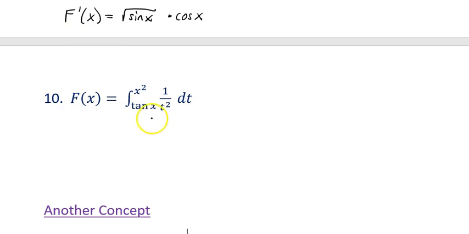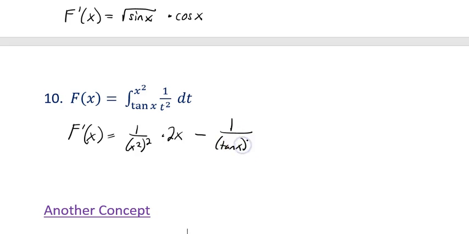Okay, I want to do one last example of this, and now I don't have a plain x as either one of my limits, so I'll have to chain rule both and subtract between them. So my derivative of this integral will be 1 over x squared times the derivative of the top, which is 2x. Then I'm going to subtract and do the same thing with the bottom. So 1 over tangent of x squared times the derivative of the bottom. So the derivative of tangent is secant squared.